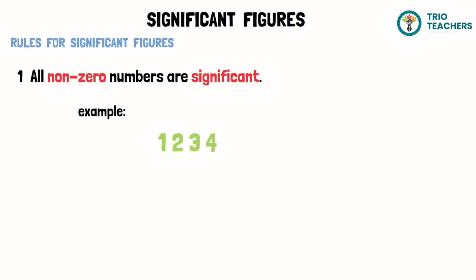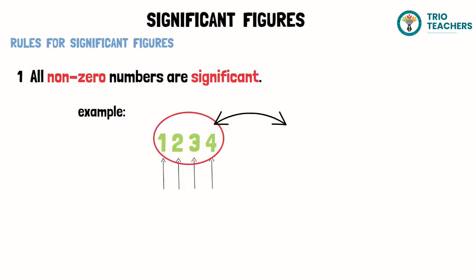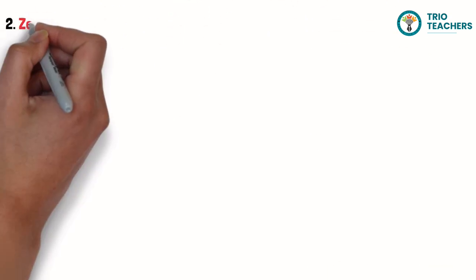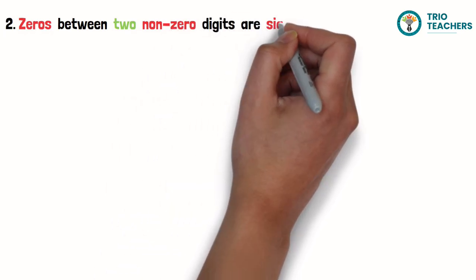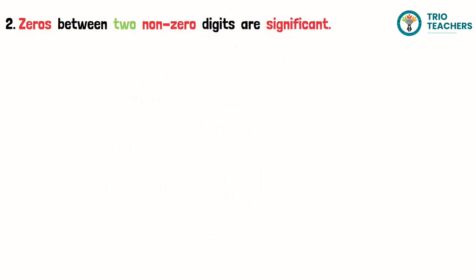In this question, 1, 2, 3, 4, all are non-zero. That means in this case we have four significant figures, right? Let's go to the second rule, and the second rule is zeros between two non-zero digits are significant, right? So what is the rule saying? Zero between two non-zero digits.